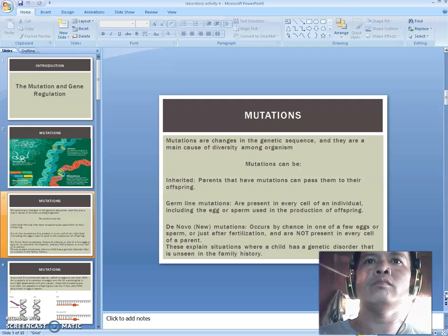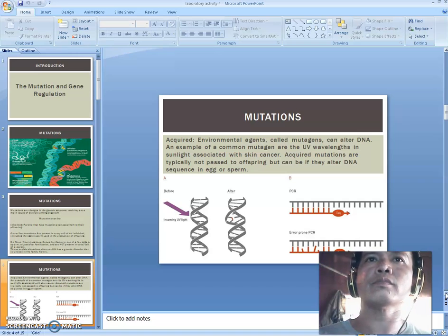Germline mutations are present in every cell of an individual, including the egg or sperm used in the production of offspring. De novo mutations, meaning new, occur by chance in one of a few eggs or sperm, or just after fertilization, and are not present in every cell of a parent. This explains situations where a child has a genetic disorder that is unseen in the family history.